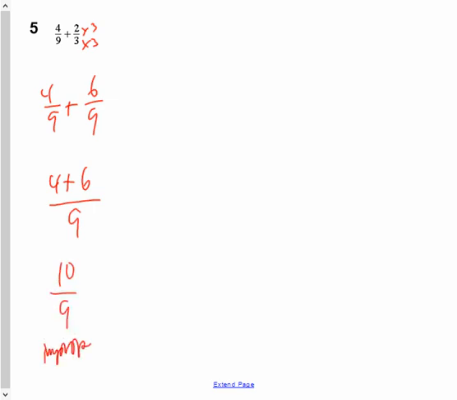But of course, we know that improper fractions represent amounts greater than 1, so therefore they can be expressed as a mixed fraction. How many 9s in 10? There's 1. How many left over? 1. So your answer is 1 and 1/9.